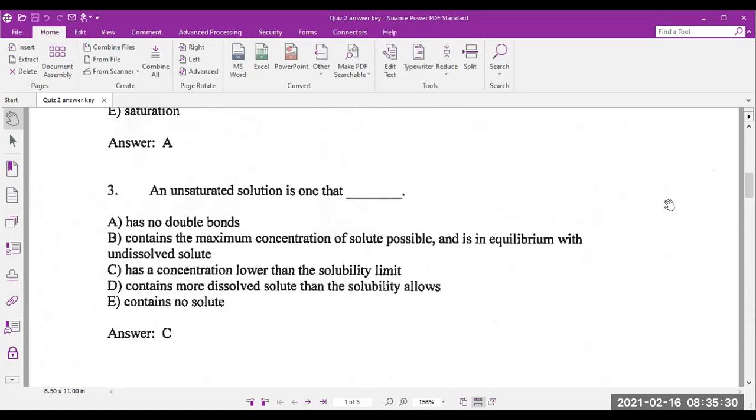Number 3, an unsaturated solution is one that, the answer was, has a concentration lower than the solubility limit. So if it's saturated, it's reached the solubility limit. If it's less than that solubility limit, it's unsaturated. And if it's more than the solubility limit, then we call that supersaturated.